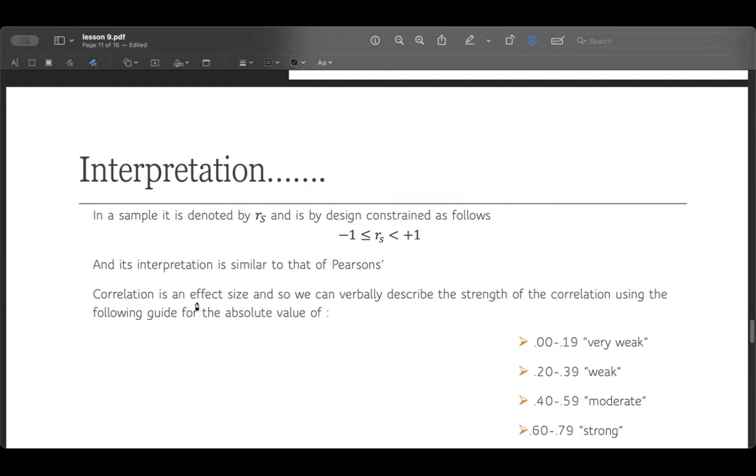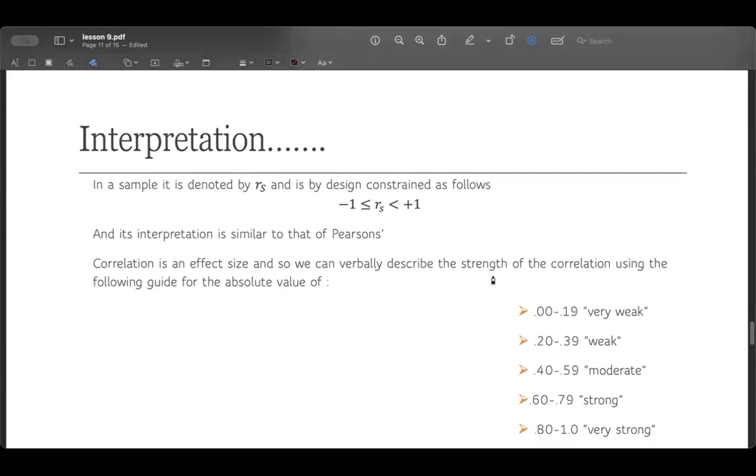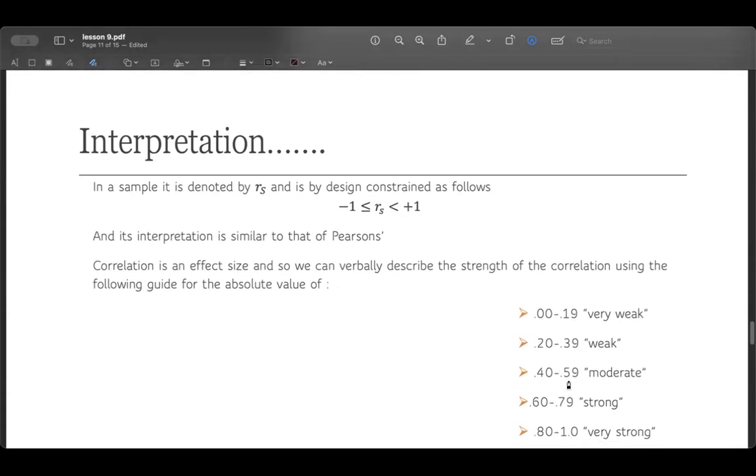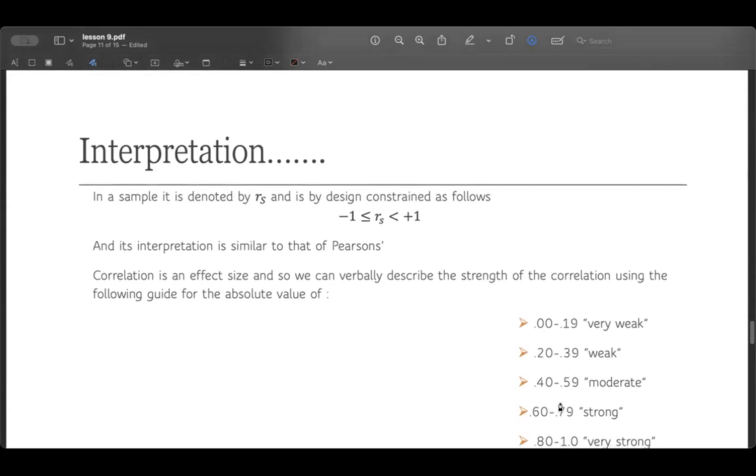The correlation is an effect size, so we can verbally describe its strength using the following guide for the absolute value. 0 to 0.19 is very weak, 0.20 to 0.39 is weak, 0.40 to 0.59 is moderate, 0.60 to 0.79 is strong, and 0.8 to 1 is very strong.